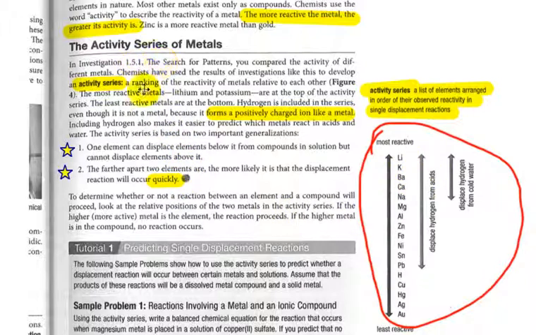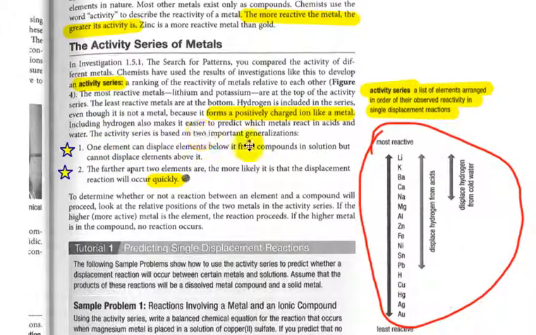So the activity series of metals: chemists have used the results of various investigations to develop this activity series. The most active metals, lithium and potassium, are at the top. The least reactive metals, such as gold and silver, are at the bottom. Hydrogen is also included in the series because it behaves like a metal. It loses an electron and becomes a hydrogen ion, the H+ ion, so it somewhat behaves like a metal. Including hydrogen also makes it easier to predict which metals react with acids. Since acids release hydrogen ions, we can figure out how something will react in an acid by looking at its effect on hydrogen.